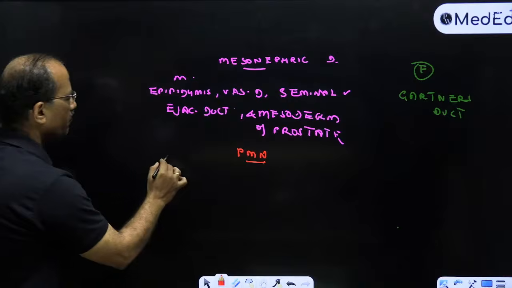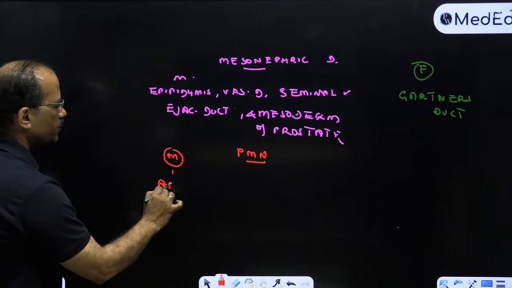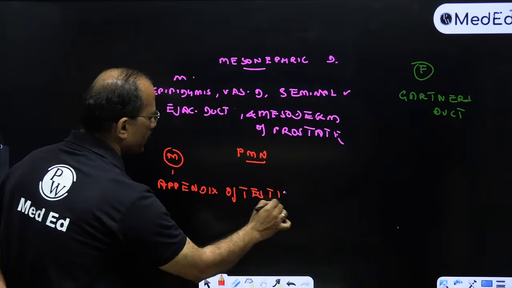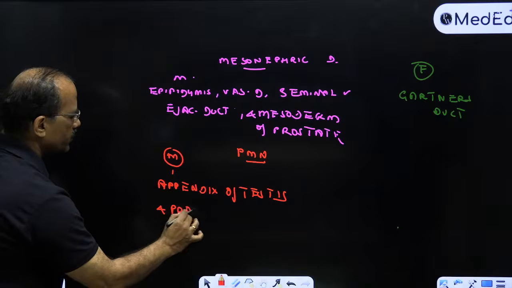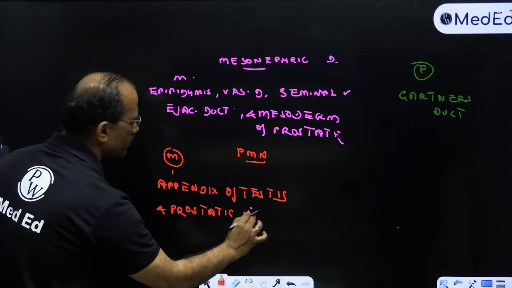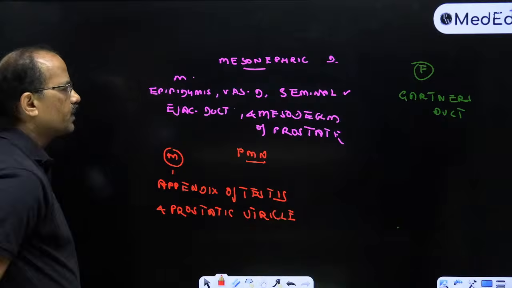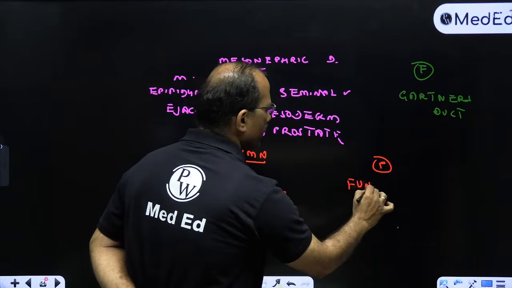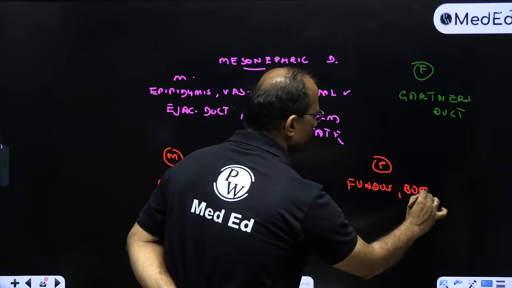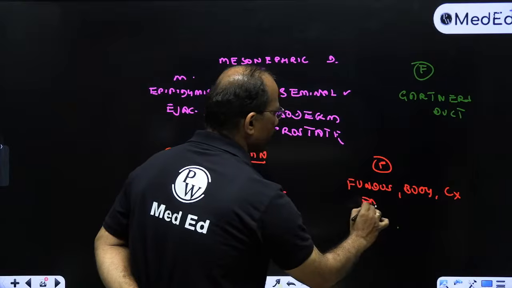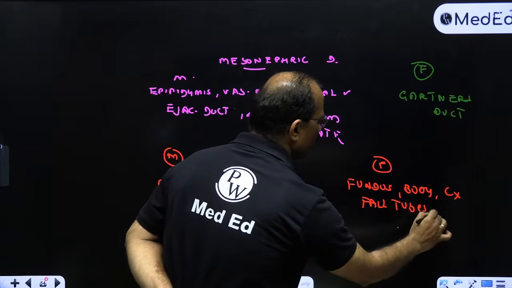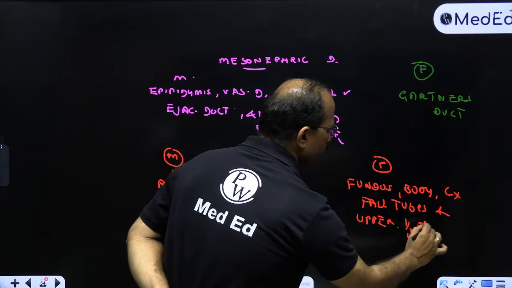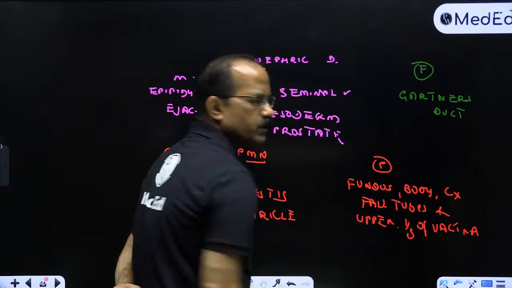What does it form in males? In males, it forms the appendix of testis and prostatic utricle. In females, what does the paramesonephric duct form? Fundus, body, cervix, fallopian tubes, and upper 1/3 of vagina.